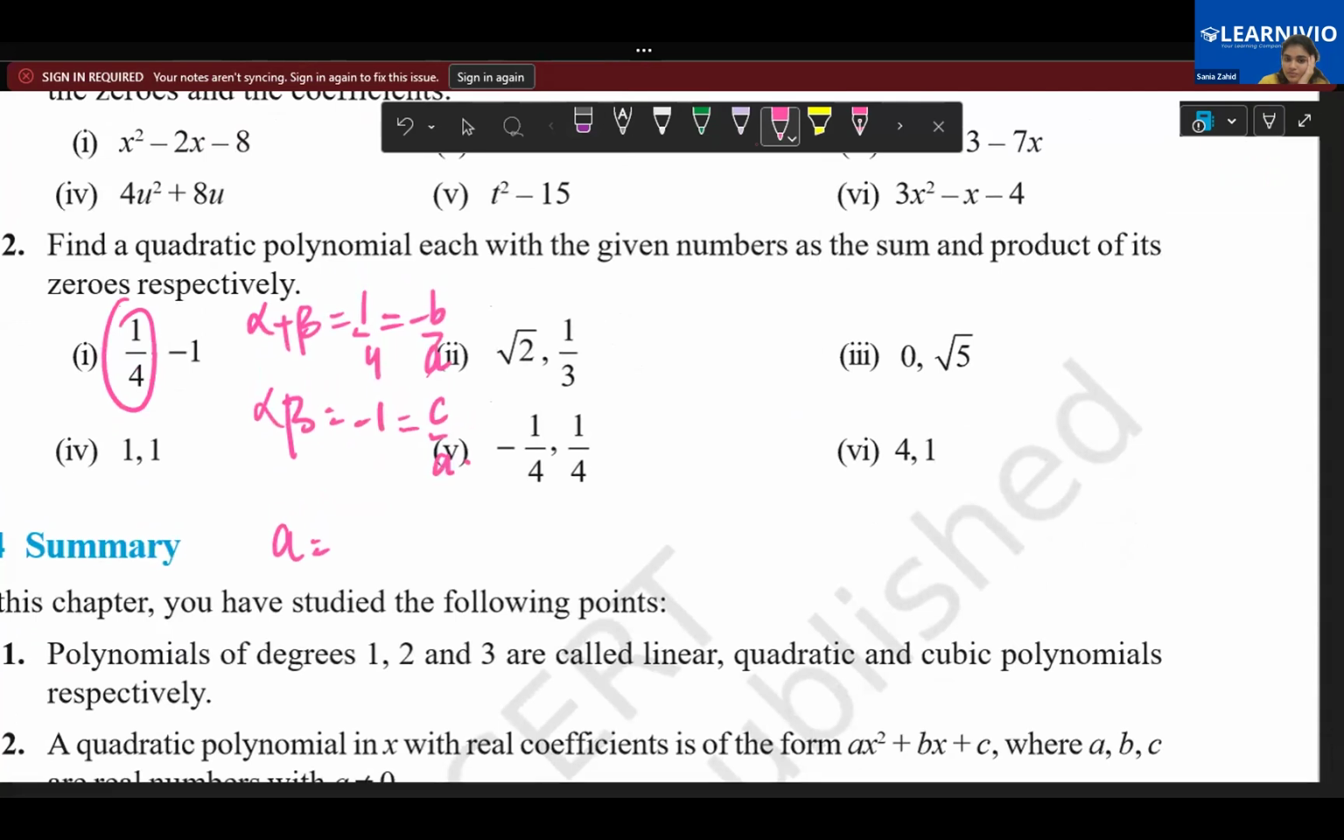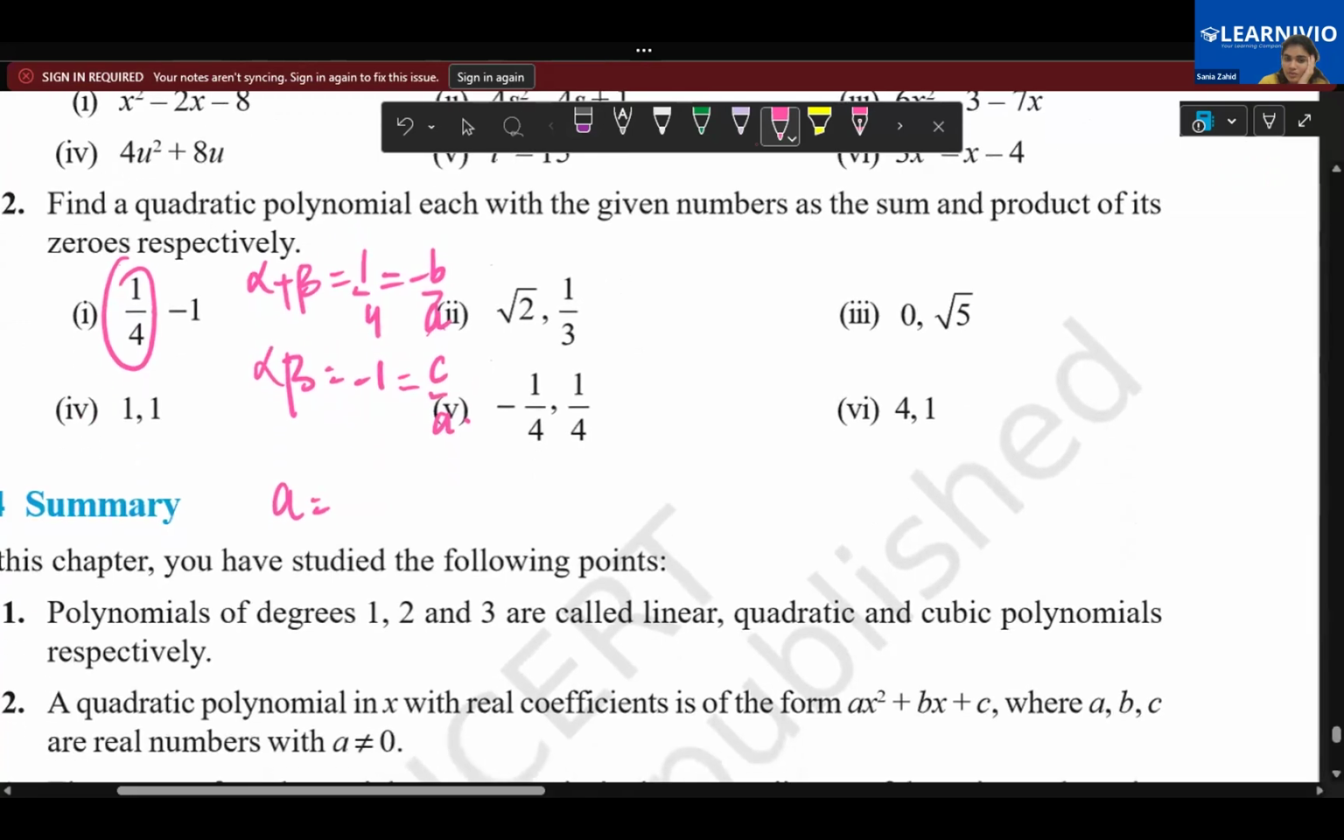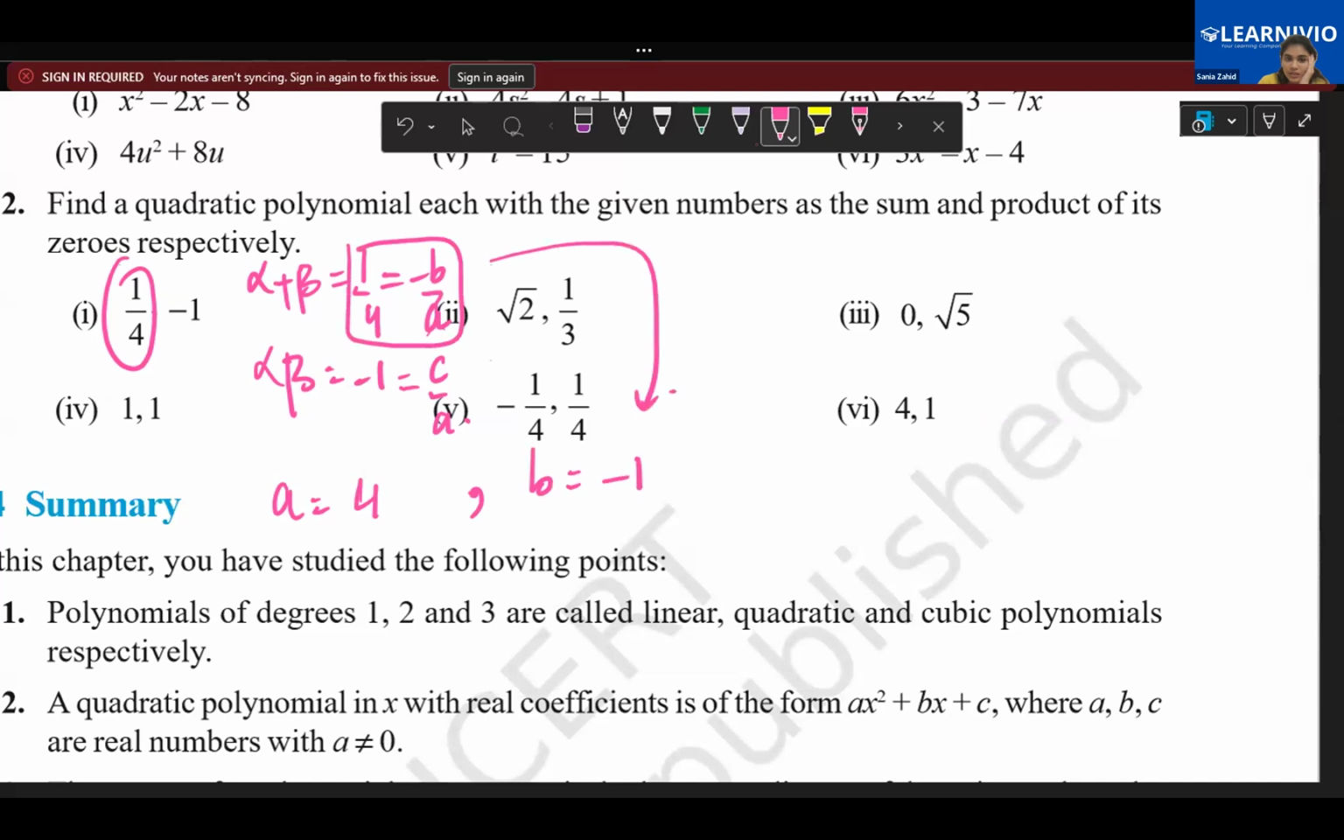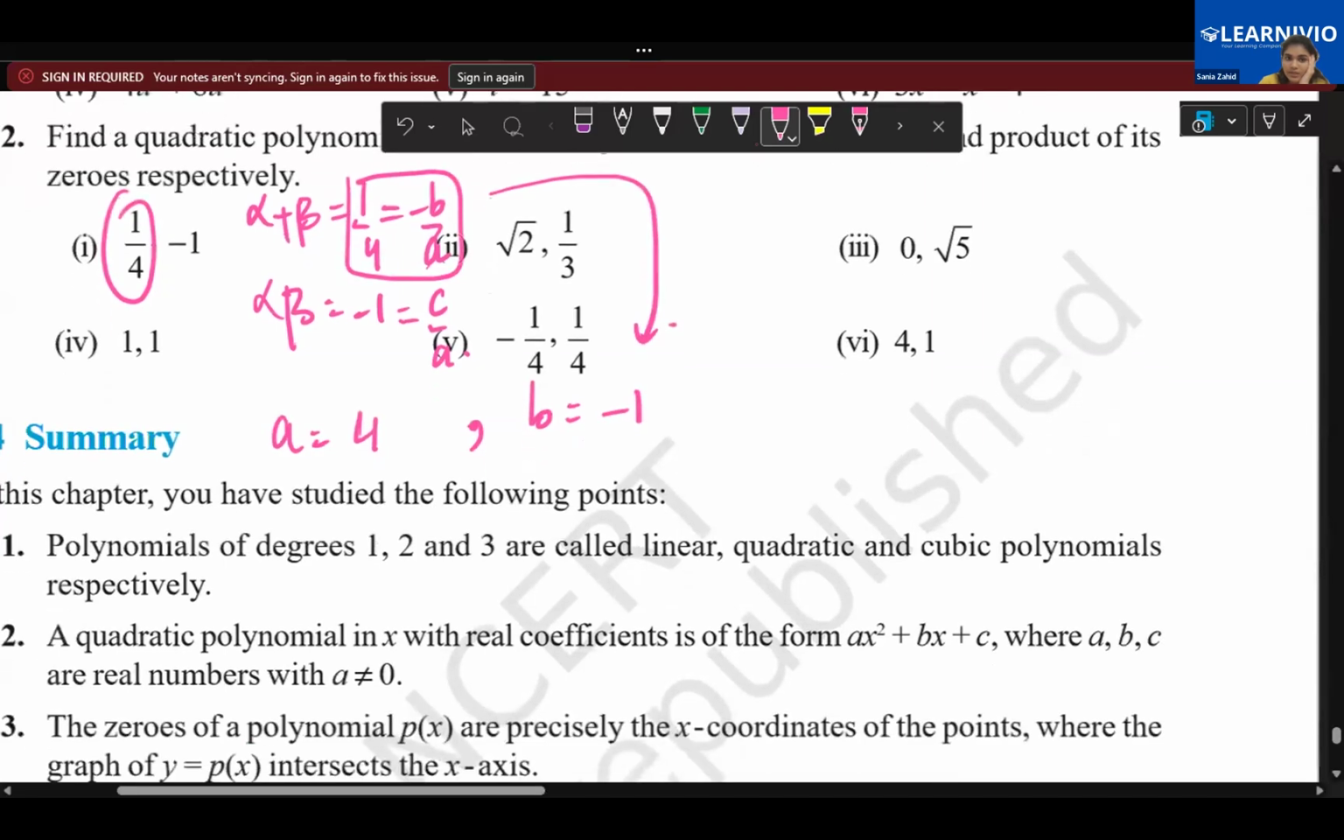A is 4, and b is, from the first part, minus 1. Very good. But now, children, this is from the first part that I've told. Now look at the second part. The second part says that c by a is minus 1.